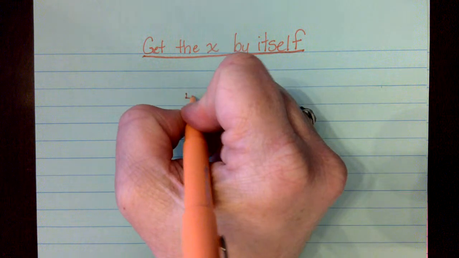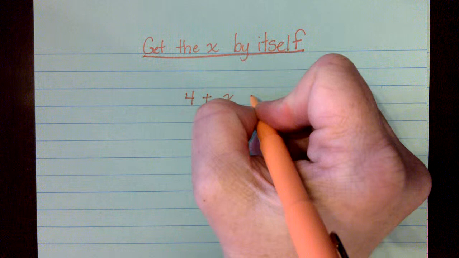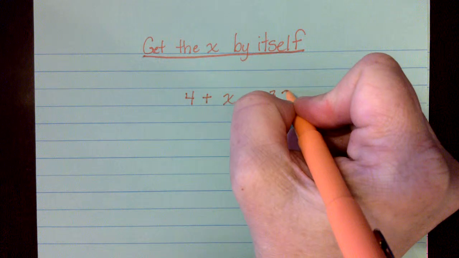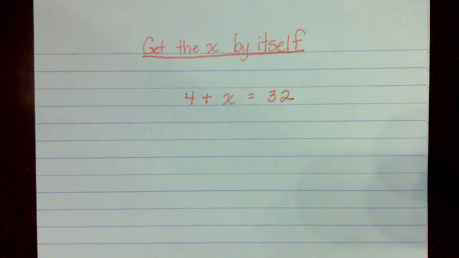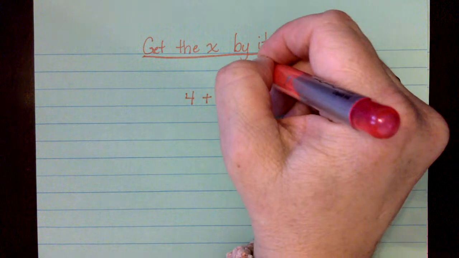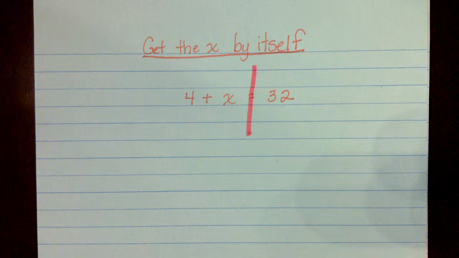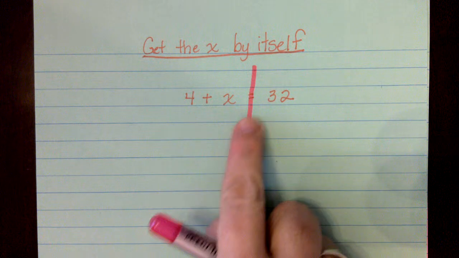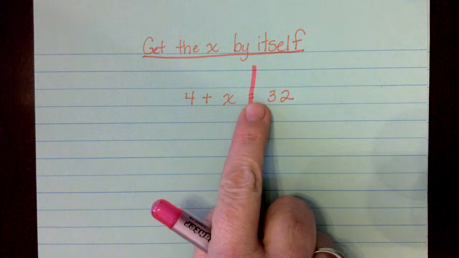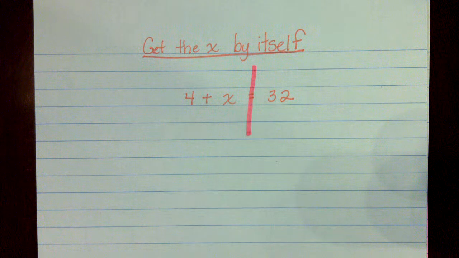Let's say that you have an equation that looks like this: 4 plus x equals 32. The first thing that you need to know is that this equation has two sides to it. It has the 4 plus x side, it has the equal sign, and the equal sign is what divides the two sides. And then it has 32. Much like when we were dealing with fractions, whatever we do to one side of the equation, we have to do to the other.